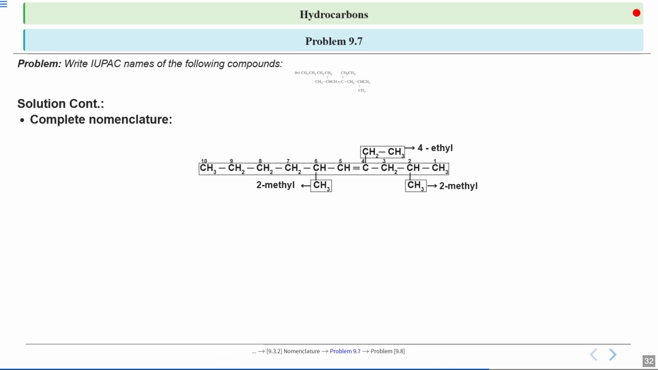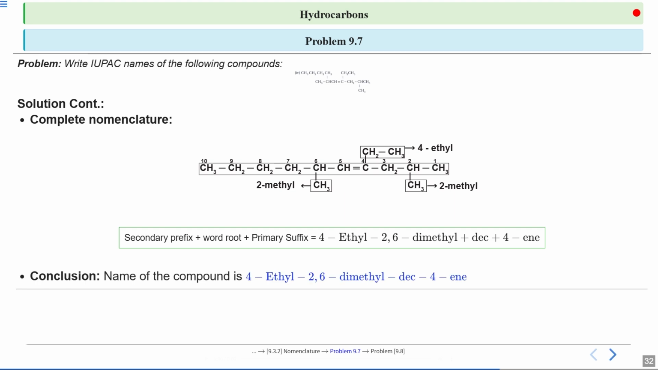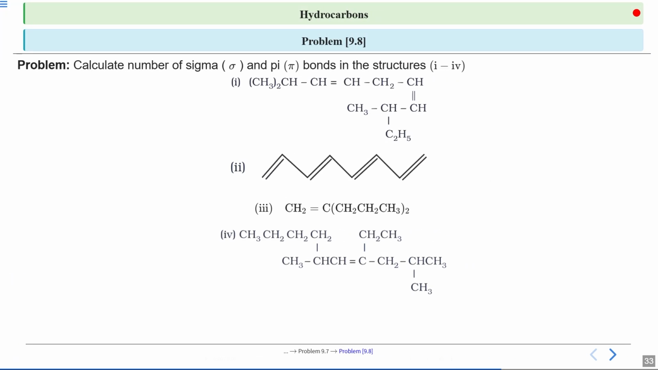So what is the complete nomenclature? Therefore, secondary prefix plus word root plus primary suffix, which will give you 4-ethyl-2,6-dimethyl plus dec plus 4-ene. Therefore, the correct name of the compound is 4-ethyl-2,6-dimethyl-dec-4-ene.